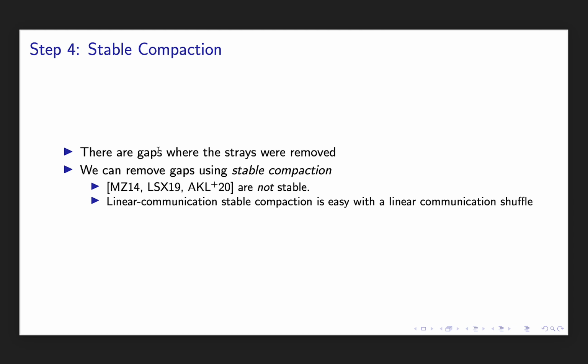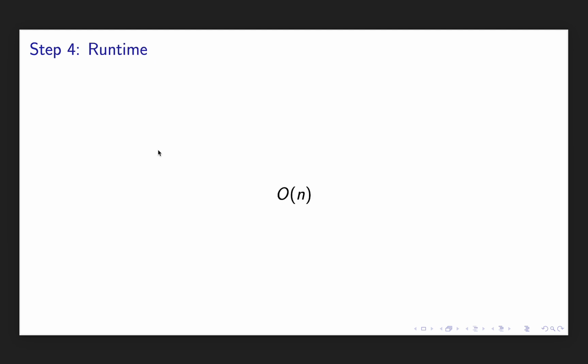Now there are some gaps in the list where the strays were removed, but we can remove these gaps using a stable compaction algorithm. There are several compaction algorithms from the oblivious RAM literature that run in linear time, but these are not stable, meaning that they might rearrange some of the elements that were not dummy elements. On the other hand, if we have a linear communication oblivious shuffle, then linear communication oblivious stable compaction is actually very easy, and so we use that. And this compaction step also requires linear time and communication.